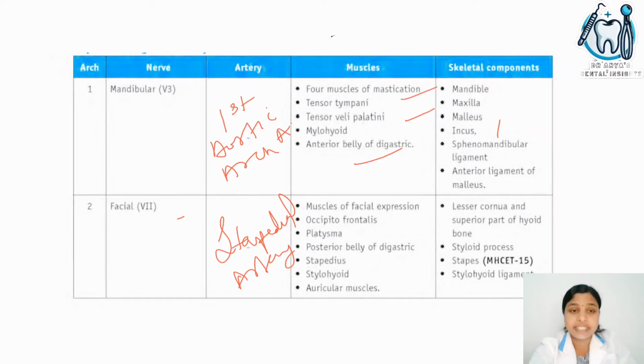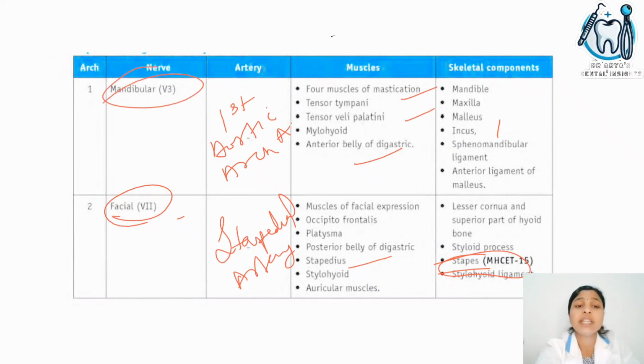Then next is the facial nerve, that is the nerve of the second arch. It is supplied by the artery, that is the stapedial artery, and this supplies various muscles of facial expression, occipitofrontalis, platysma, posterior belly of digastric, stapedius, stylohyoid, auricular muscles. And the skeletal components are the lesser cornu and superior part of the hyoid bone, styloid process, stapes and stylohyoid ligament. So this is by facial, and the first arch by mandibular.